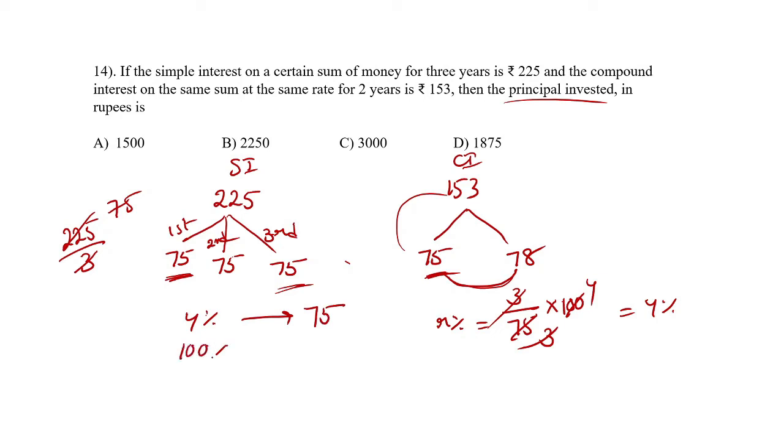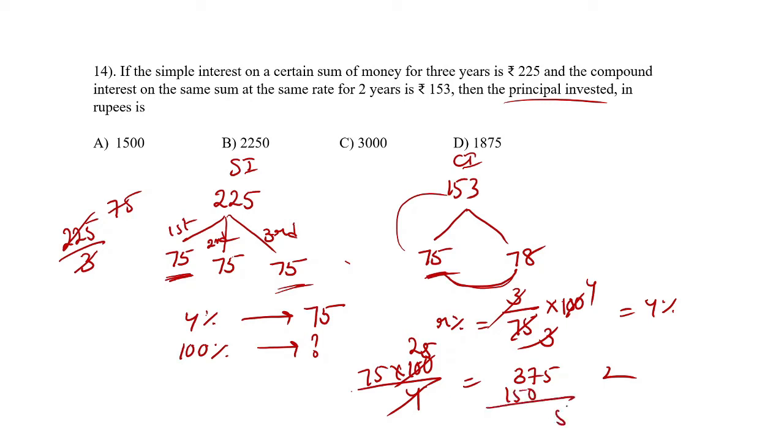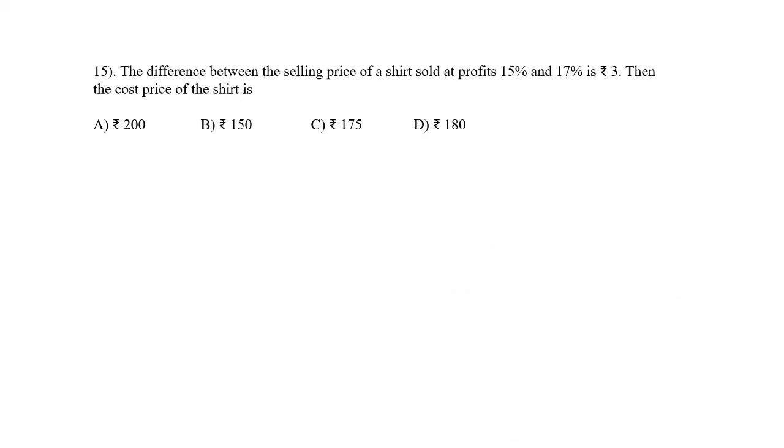Finally find the principal amount, that is always 100 percentage. What is the result? 75 into 100 by 4. Here 25. 75 into 25. What is the result? 5 5s are 25. 2 carry forward and 7 5s are 35 plus 2 is 37. Then 2 means 150. 5 and 7 is 8, 1, 1875. Option D is the answer. Now see the 15th question.